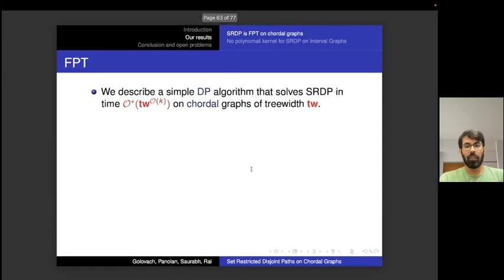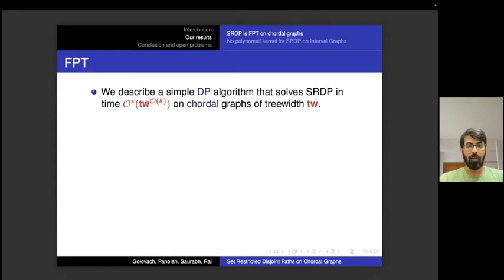And now, since we have bounded the tree width of the graph, we want to give a dynamic programming algorithm. So this DP is not disjoint paths. So we describe a simple dynamic programming algorithm that solves this problem in tree width to the order k time on chordal graphs with tree width TW. And this takes advantage of the fact that every bag in a tree decomposition of a chordal graph is a clique.